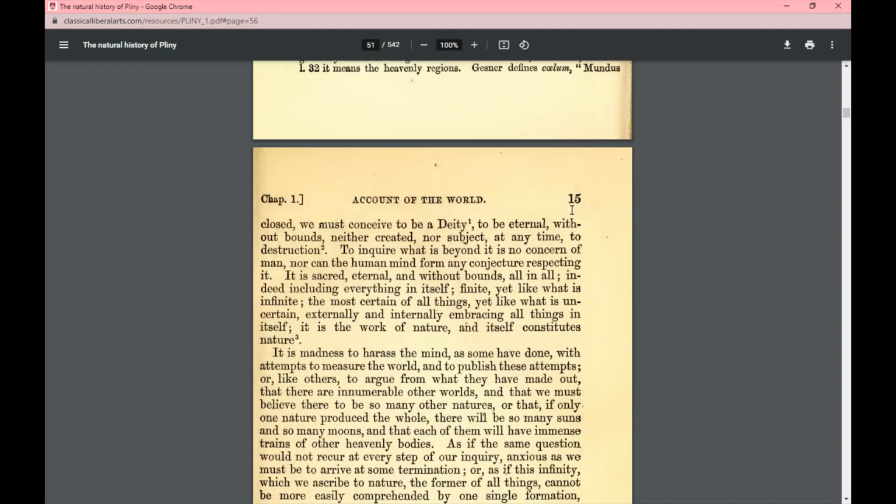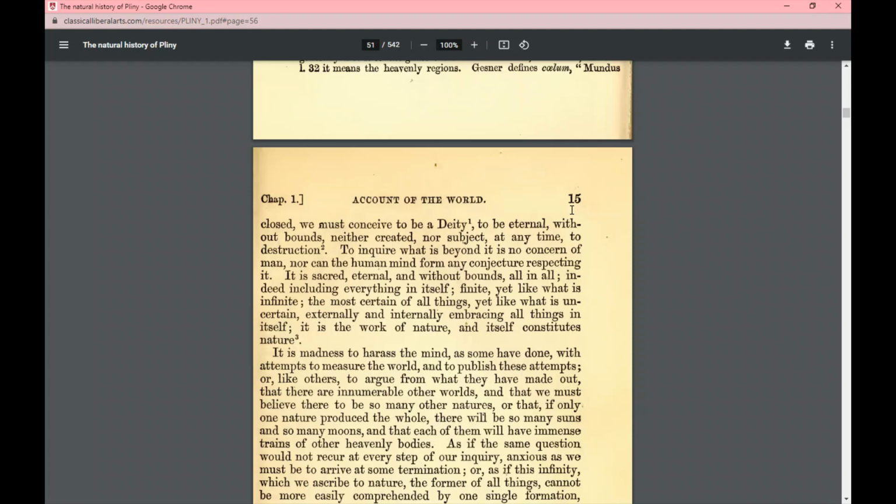The most certain of all things. In other words, the world that we can see, the material world, the heavens, we see them, we can observe them, they are certain. Knowledge of the gods, for him, is not certain. Knowledge of history is not certain. Knowledge of the future is not certain. Knowledge of the world is certain. It's right here.